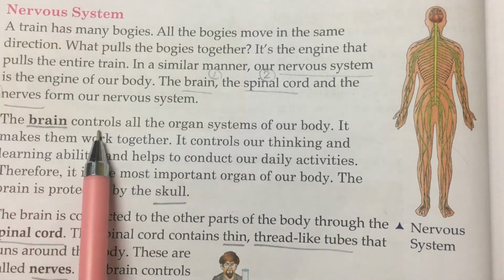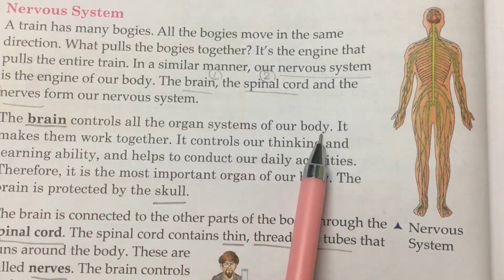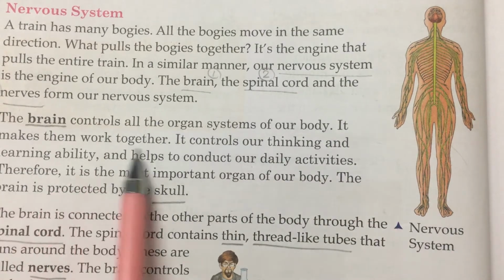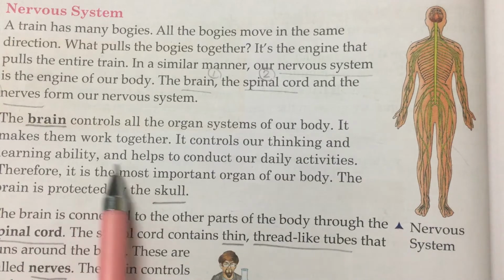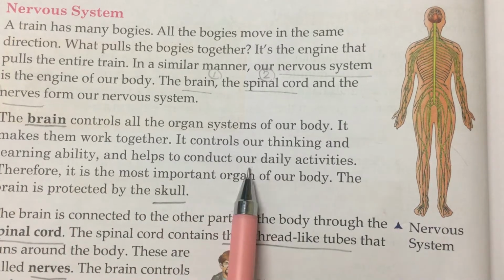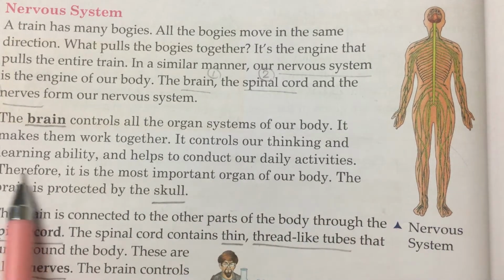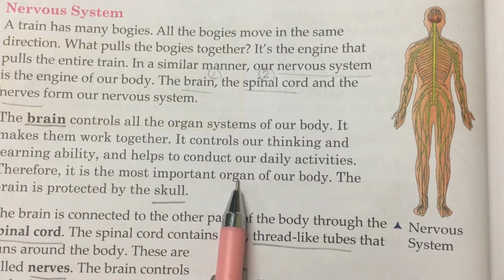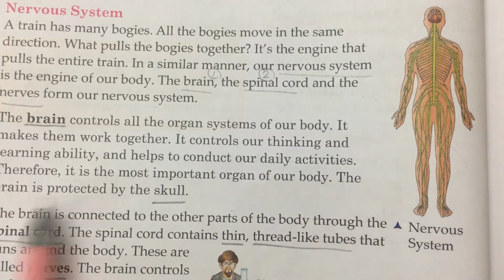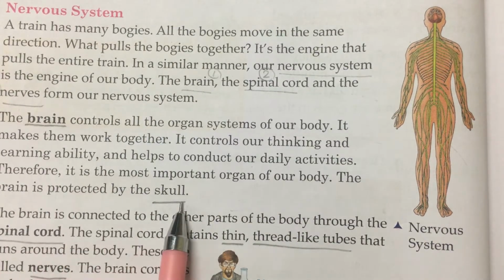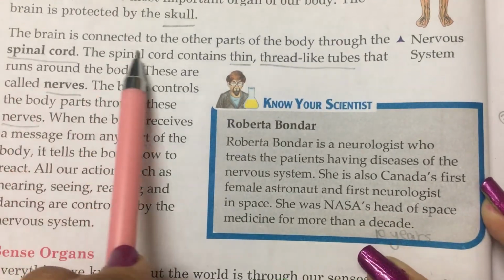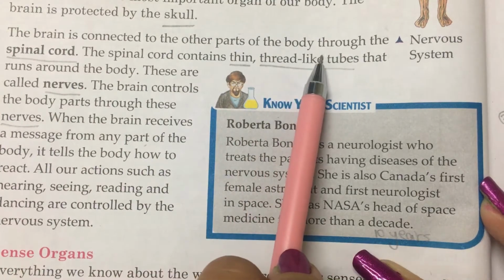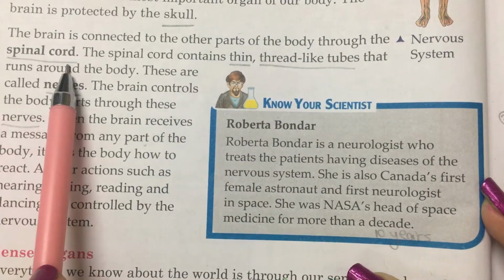The brain controls all the organ systems of our body. It makes them work together. It controls our thinking and learning ability and helps to conduct our daily activities. Therefore, it is the most important organ of our body. The brain is protected by the skull. The brain is connected to the other parts of the body through the spinal cord.